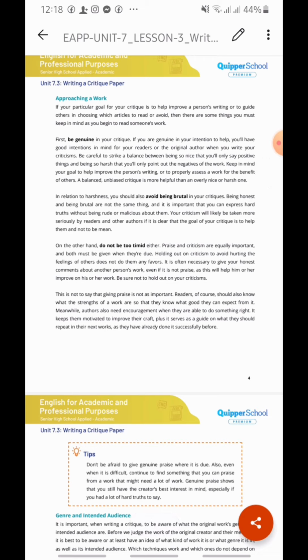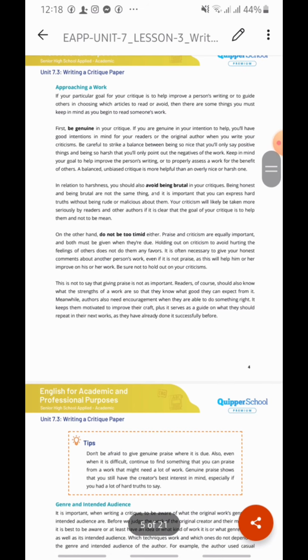Dili pwede nga puro positive lang imong isulat. Pwede po negative, tapos positive, pero dapat balance imong pagtanaw sa ila. Dili kay iingon lang nimo kung unsa ka negative ang work or unsa lang pud ang positive sa work. Dapat jud balance siya.